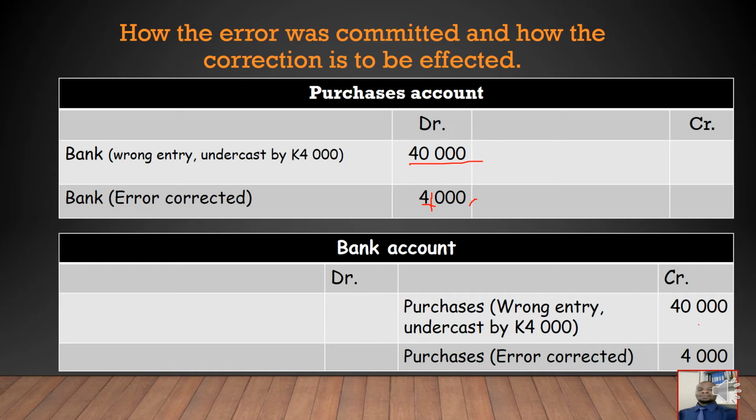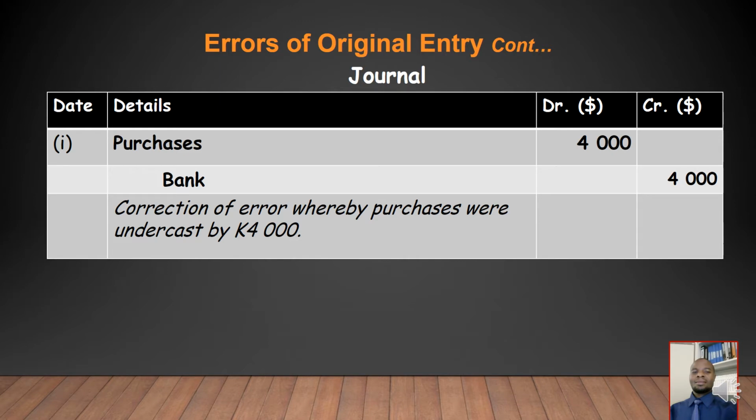Therefore, in the journal, all we are going to do is we shall show two entries, the entries that we are making to correct the error. So the entries that we are making are, number 1, we are debiting the purchases account with 4,000 and we are crediting the bank account. So in the general journal, all we are saying is debit purchases account and credit bank account. And this being the correction of an error whereby purchases were undercast by $4,000.